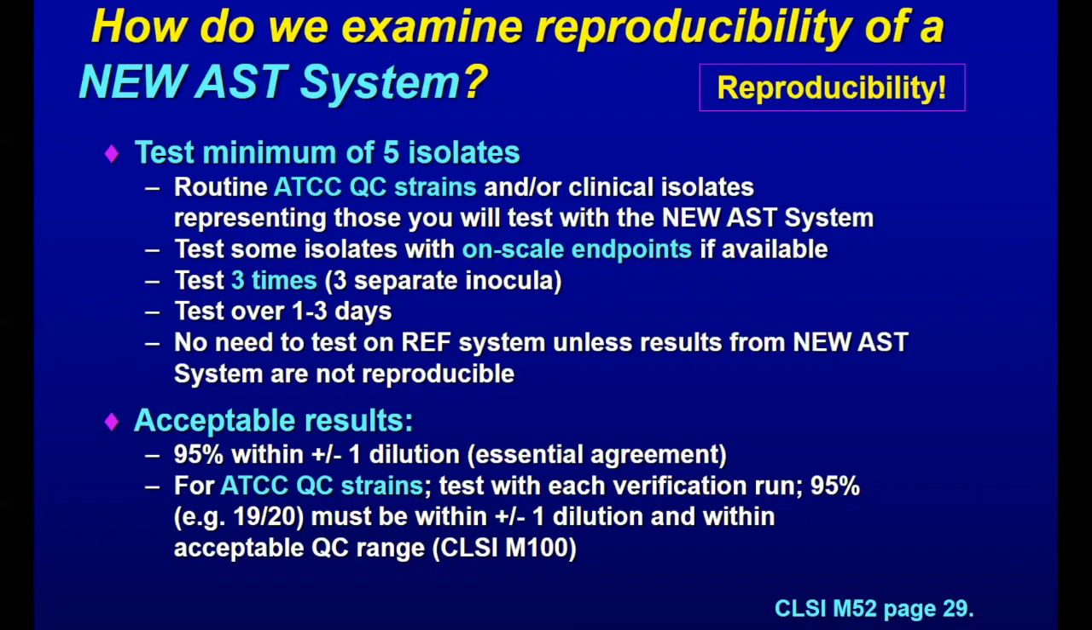And for the ATCC strains, again, I want to emphasize you're going to include those with each verification run. And 95% of those, so for example, if you do 20 runs, 19 out of 20 must be within plus or minus 1 dilution, and 95% should be within the acceptable quality control range as defined in our CLSI M100 tables.